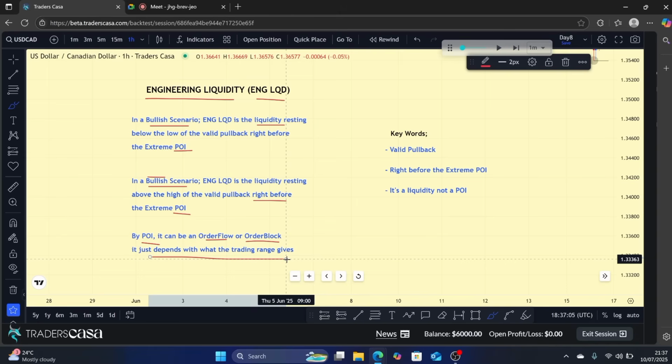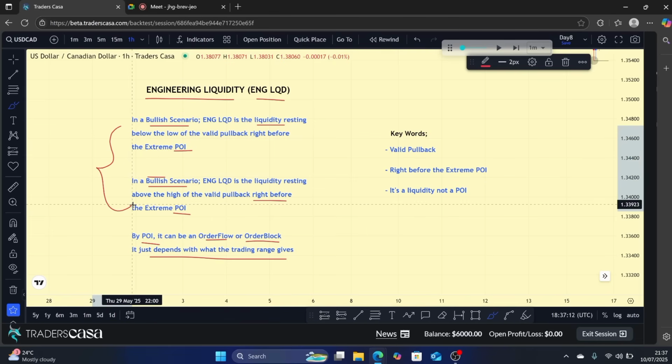If the trading range gives an order flow, then you will be considering the order flow to map these engineering liquidities, based on the definition. And if it gives the order blocks, that means the order flows are all mitigated, or they all failed, meaning we are left with the secondary option, which is the order block. Now we will be marking the engineering liquidity on the pullback right before the extreme order block.